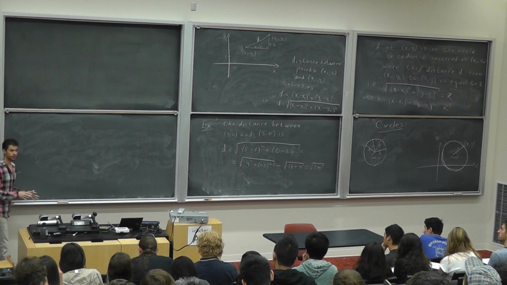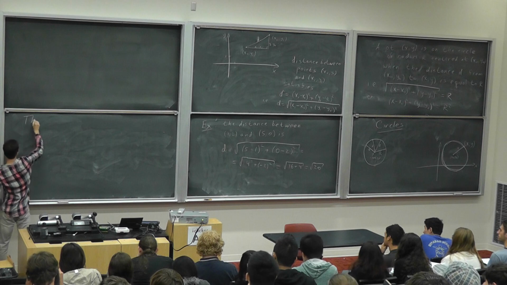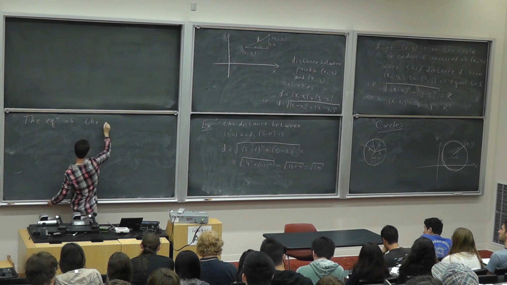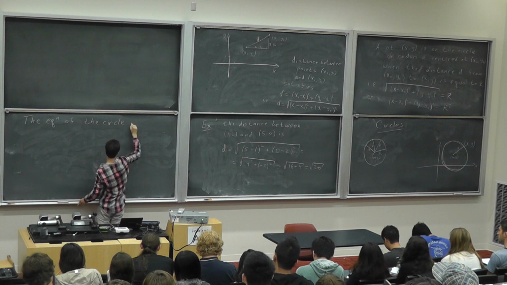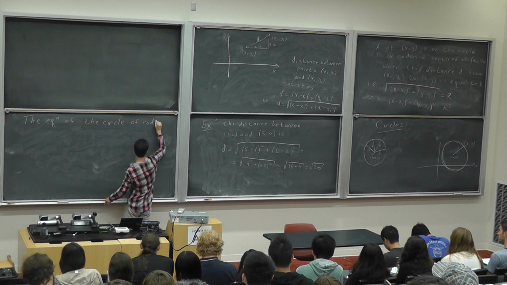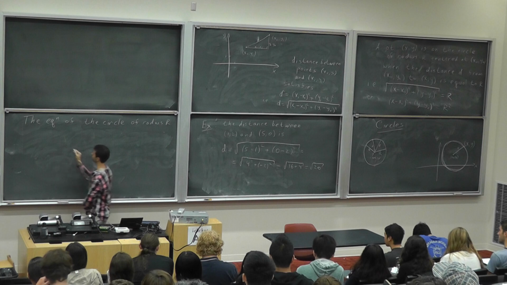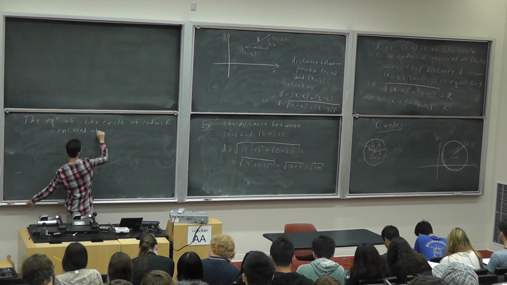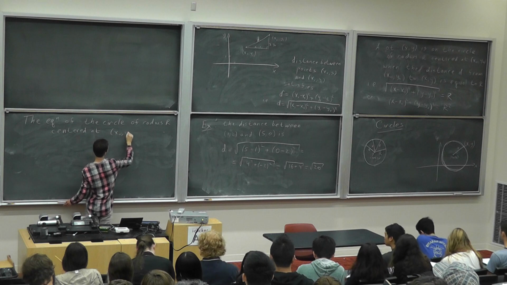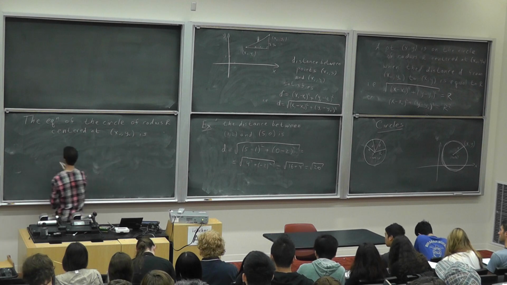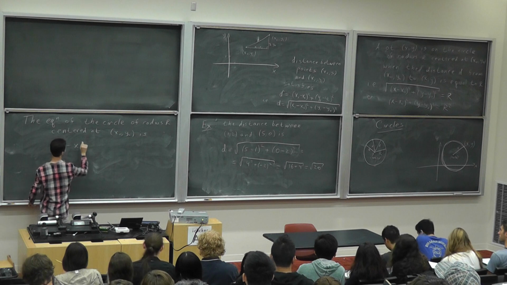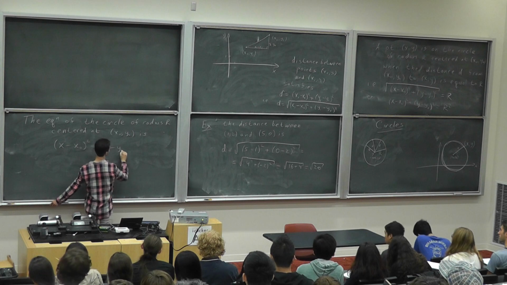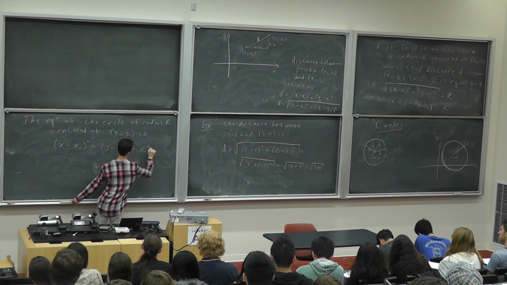So if we write down the final result, the equation of the circle of radius r centered at x0, y0 is x minus x0 squared plus y minus y0 squared is r squared.